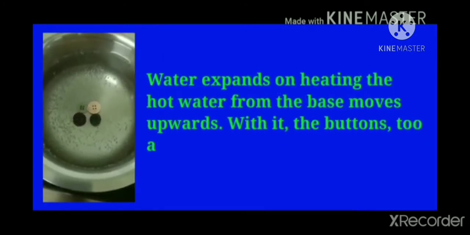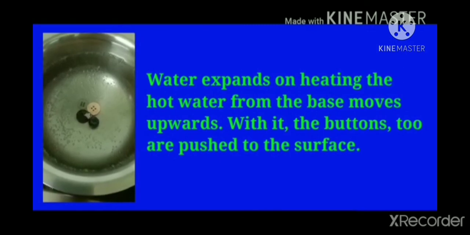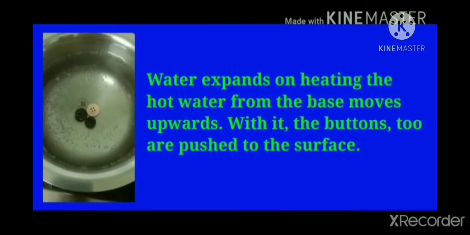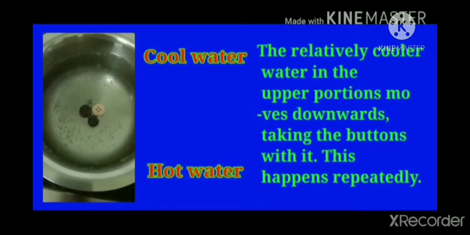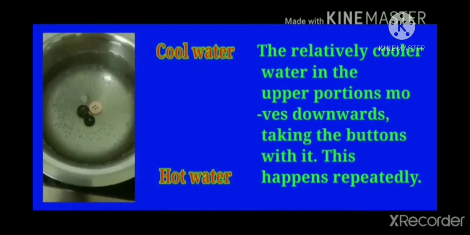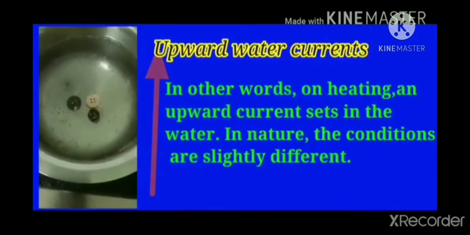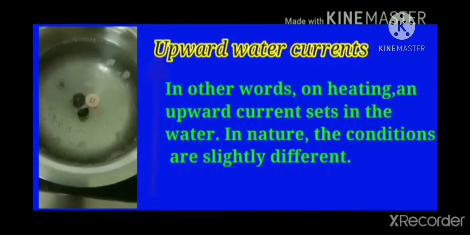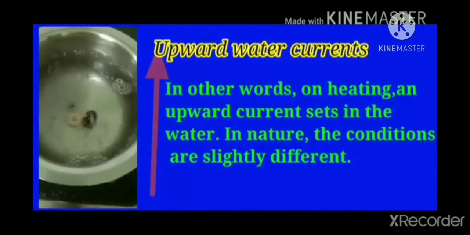Water expands on heating. The hot water from the base moves upward. With it, the buttons too are pushed to the surface. The relatively cooler water in the upward portion moves downwards, taking the button with it. This happens repeatedly. In other words, on heating, an upward current sets in the water.